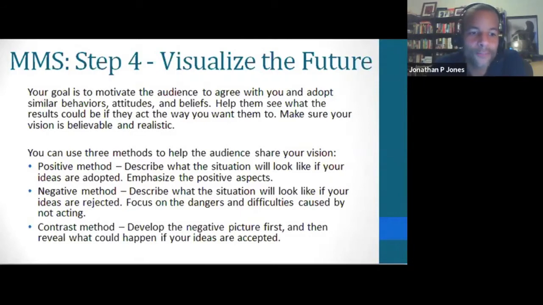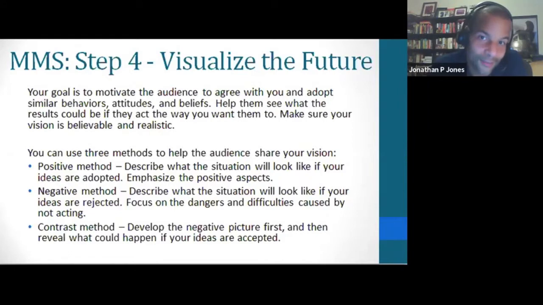All right, main point 3, home stretch. Visualize the future. Your goal is to motivate the audience to agree with you and adopt similar behaviors, attitudes, and beliefs. Help them to see what your results could be if they act the way you want them to. You can use 3 methods to do this. Either the positive method, which is to say, if you take my advice, this is how it's going to be, and the future's going to be great because you're going to do what I say and the problem's going to be solved.